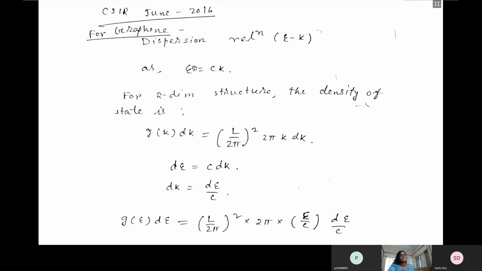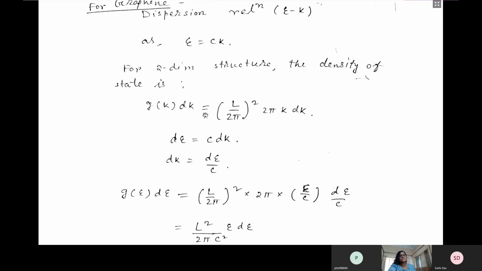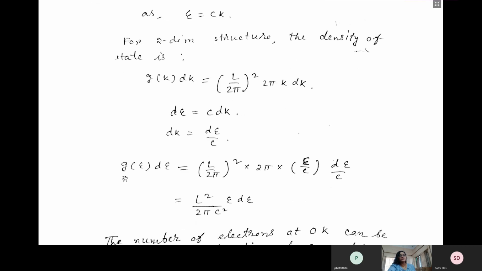So the dispersion relation here is given as epsilon equals C k. For two dimensions, for the density of states you apply the general formula, that is L by 2 pi whole to the power n, where here n equals 2. So it will become L by 2 pi whole square, 2 pi k into dk. So d epsilon equals C dk, so dk can be written as d epsilon by C. So G epsilon d epsilon is L by 2 pi whole square into 2 pi.